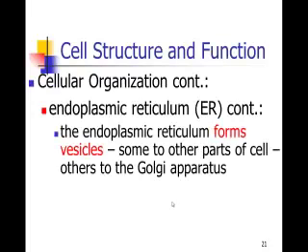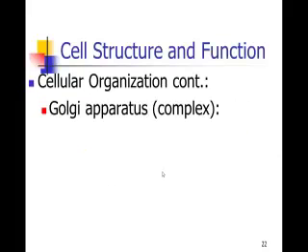The endoplasmic reticulum forms vesicles in some cases, and sometimes the Golgi apparatus can form vesicles as well. Vesicles, I think you can think of as little balloons full of material that were produced in the endoplasmic reticulum. So those balloons could be holding enzymes, or they could be holding a neurotransmitter, or they could be holding some other material needed within the cell.